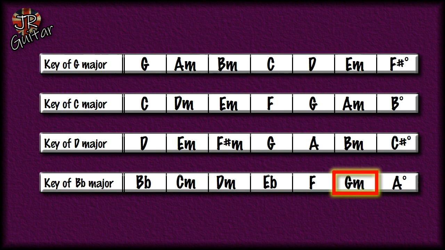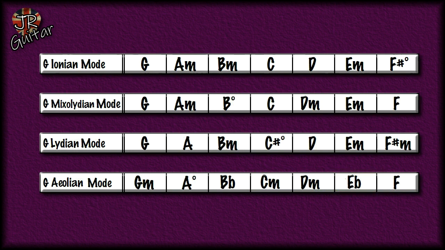If we take the key of G major and reorientate it towards the G chord, we get the G Ionian mode. If we reorientate the key of C to its G chord, we get the G Mixolydian mode. And if we reorientate the key of D to its G chord, we get the G Lydian mode. And the key of B flat, reorientated towards its G minor chord, is the G Aeolian mode.